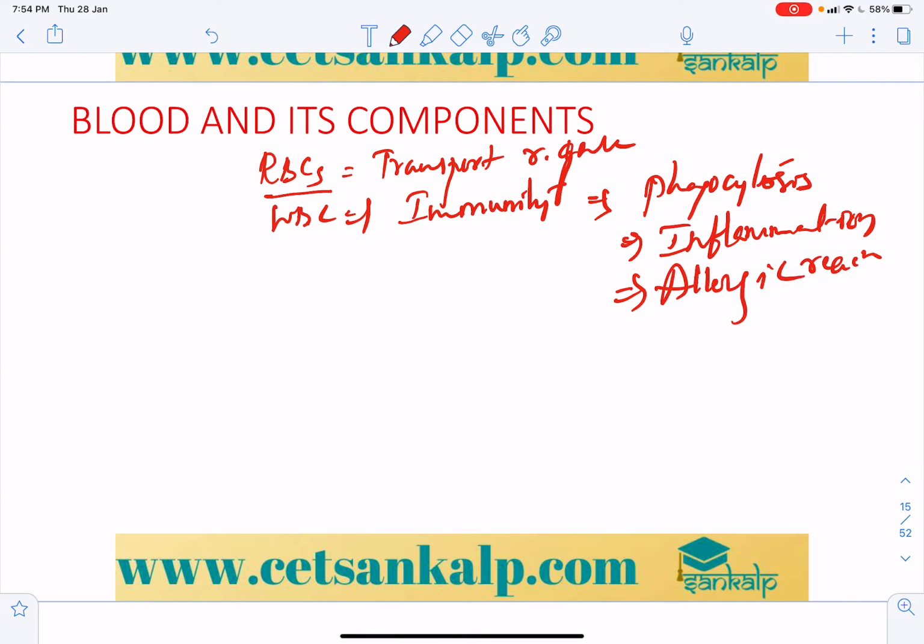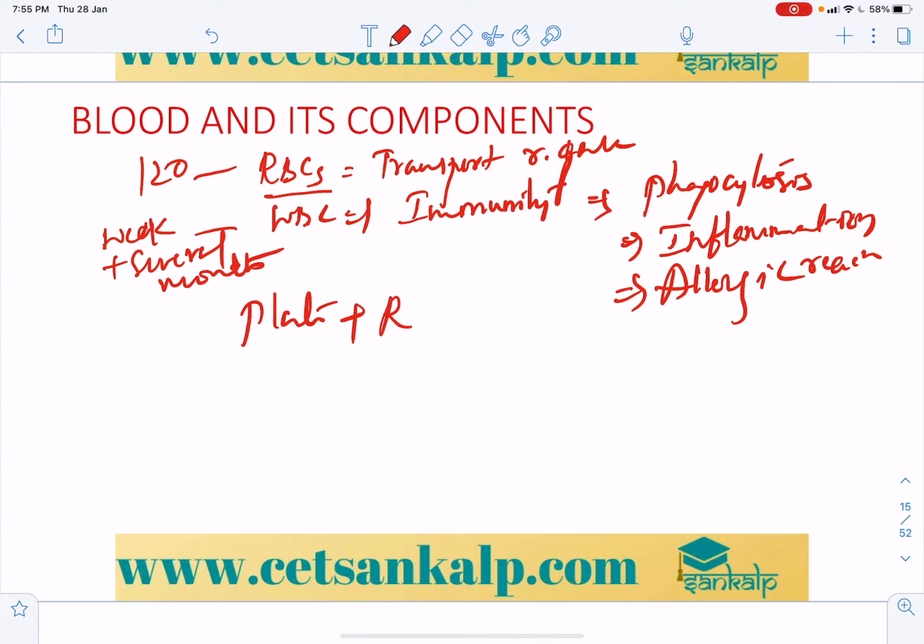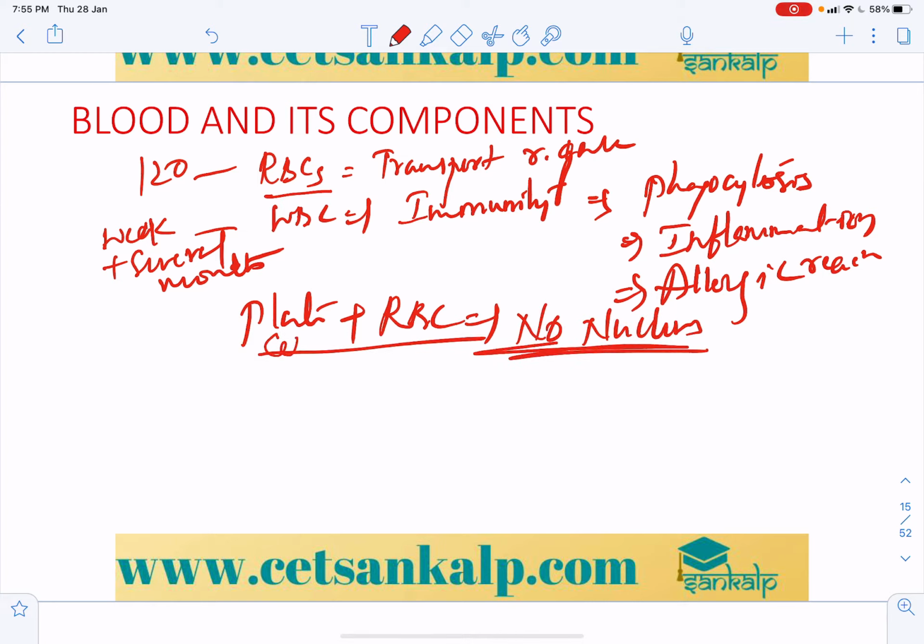So all these functions are done by WBCs. RBCs have a lifespan of 120 days, whereas WBCs live from within a week, or a week to several months. In the case of platelets and RBCs, in both cases, we won't see any nucleus. So this is the important thing: no nucleus in platelets and RBCs.